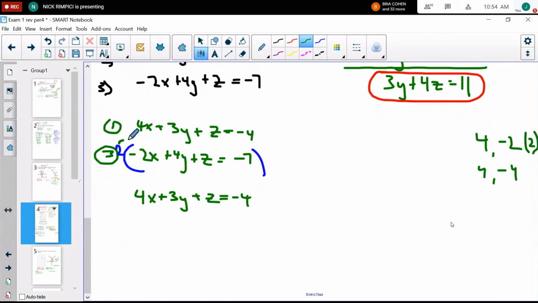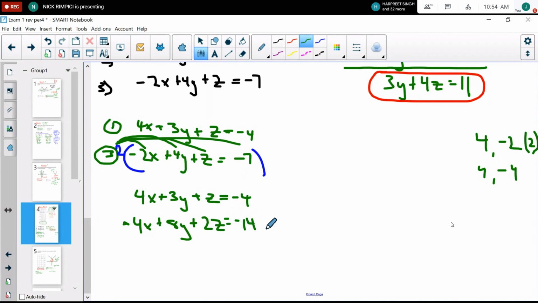All right, so this should work out great. If we do 2 times negative 2x, we're going to get negative 4x. And that's good news. I need that because I need these to cancel, and they're going to now. I have to multiply the entire thing, though. So 2 times 4y is 8y, and 2 times z is 2z. And then 2 times negative 7 is negative 14. So that's everything multiplied out.